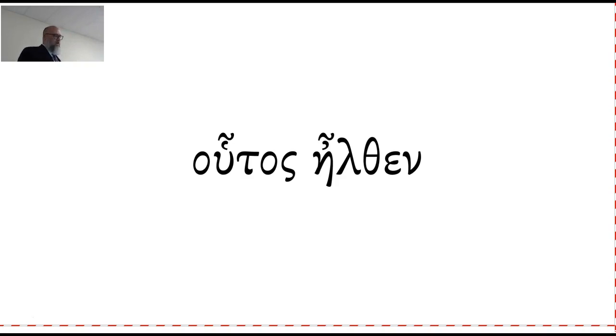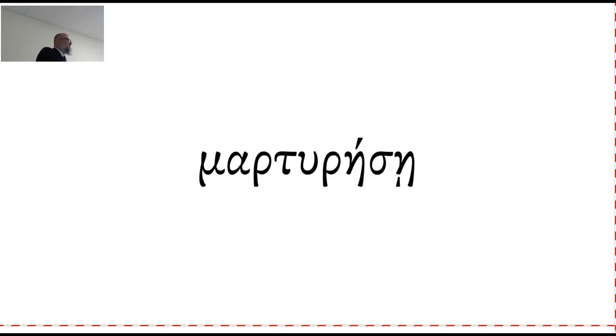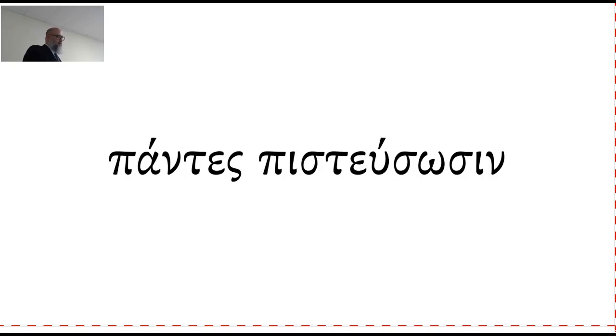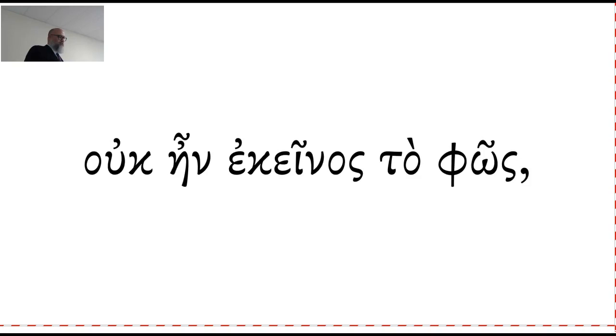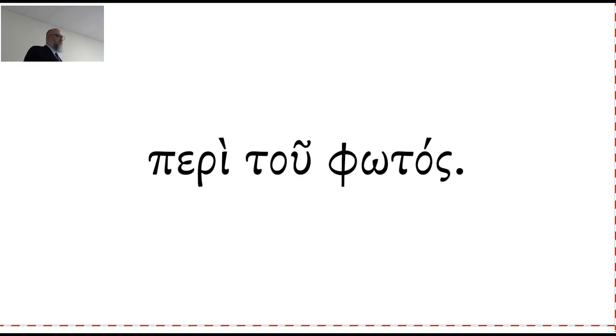This man came to testify. In order that he might bear witness, this is a third singular, in order that he might bear witness about the light, in order that all men might believe through him. So if it were in him, it would be in alto. This would be D alto, is through him. That man was not the light. But in order that he might testify about the light.